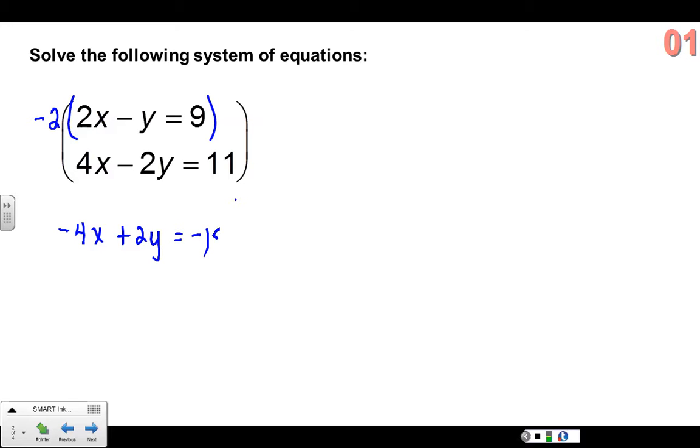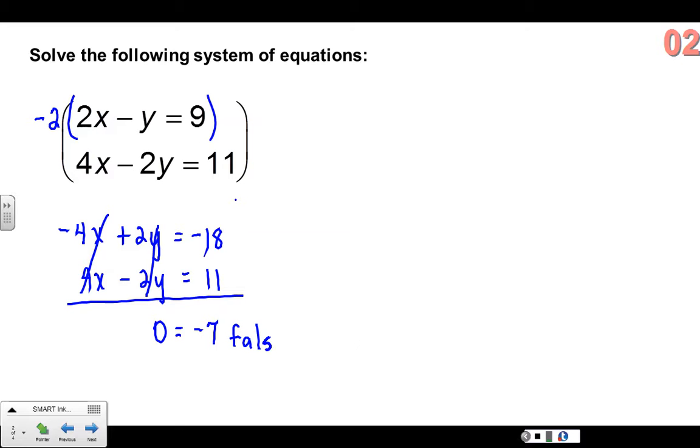equal to -18. If I put that equation then with this equation, well, we have a problem. All the variables drop out, so I'm left with 0 equal to -7, which we know is a false statement. So what we can say is that this system of equations is inconsistent and it has no solution. It's an inconsistent system, has no solution.